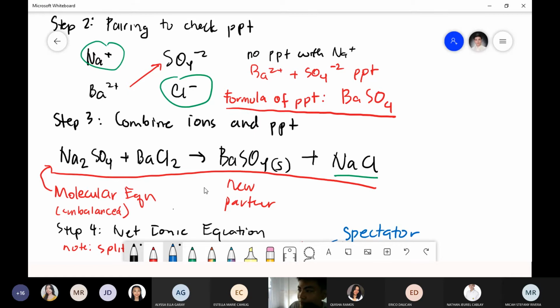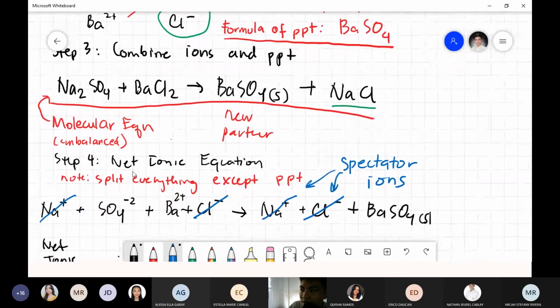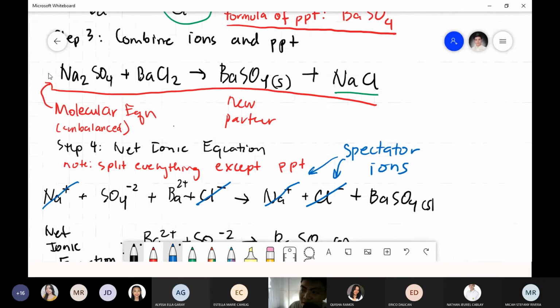Okay, so you have this. And then what's next? If you are asked to determine the net ionic equation, sometimes okay na to. But there will be questions sa quiz na maghahanap nito. Okay. So for you to determine the net ionic equation, you split everything again into ions except for the precipitate.